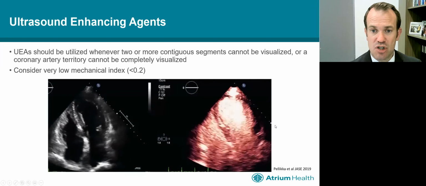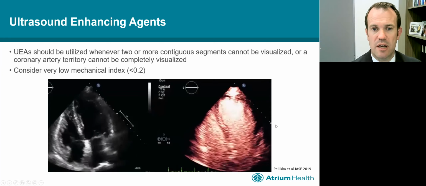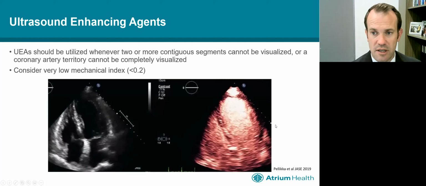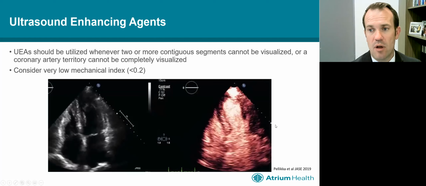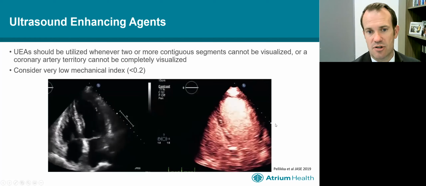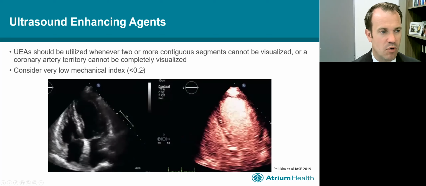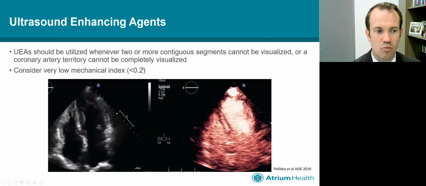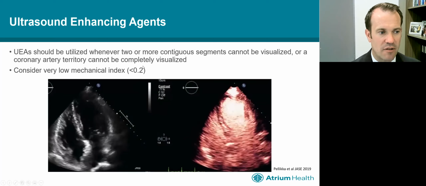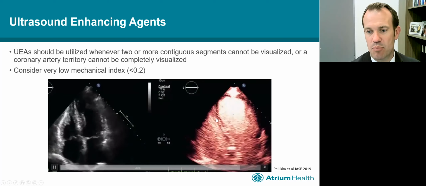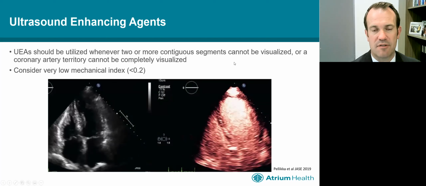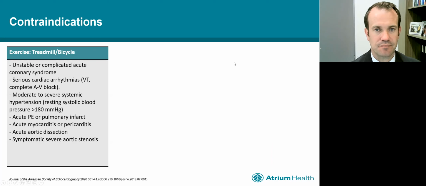Ultrasound enhancing agents should absolutely be used if we fail to see two or more contiguous segments or a coronary artery territory cannot be completely visualized. And this is FDA approved. We want to consider using a very low mechanical index, usually less than 0.3 or even less than 0.2, which will reduce signal from artifacts and background tissue and improve endocardial border definition, as we can see there.